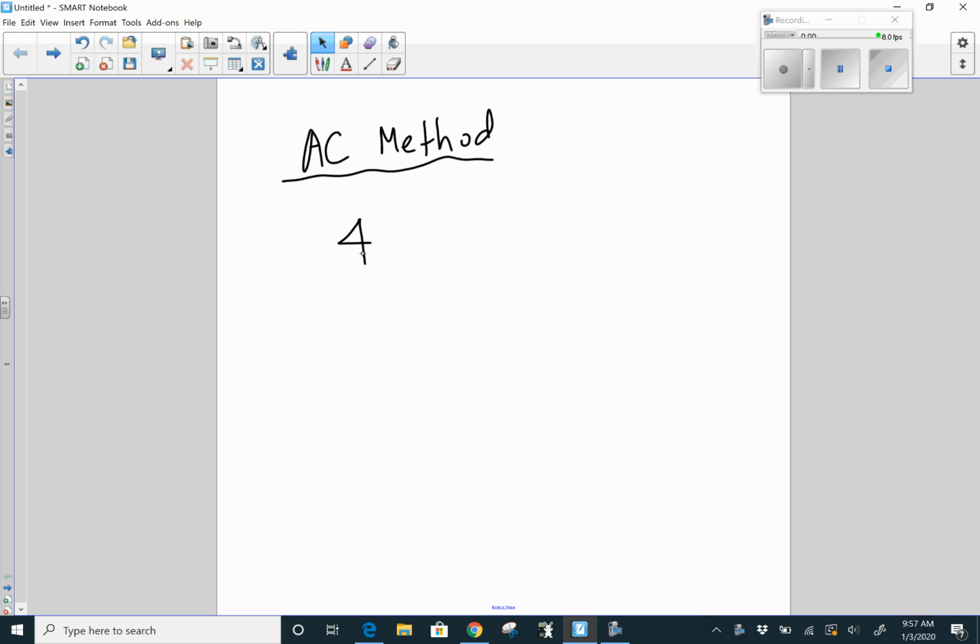So if we have 4x squared plus 37x plus 9, how I know we can't use AM method is because this first number right here is not a 1, right? If it's any number besides 1, then we know we're going to have to use something called AC method.